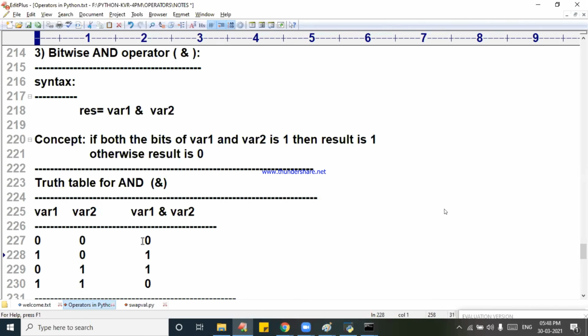Next, 1, 0. What is the result? Also 0. Next, 0, 1. What is the result? 0. Last, what is that? 1, 1. Yes, that is called 1.